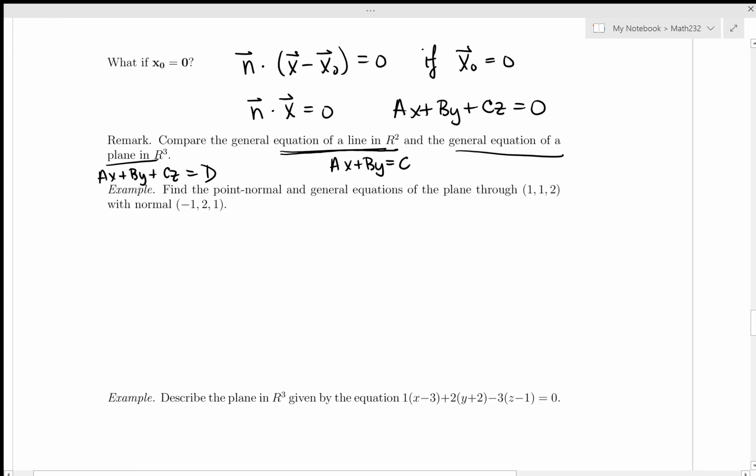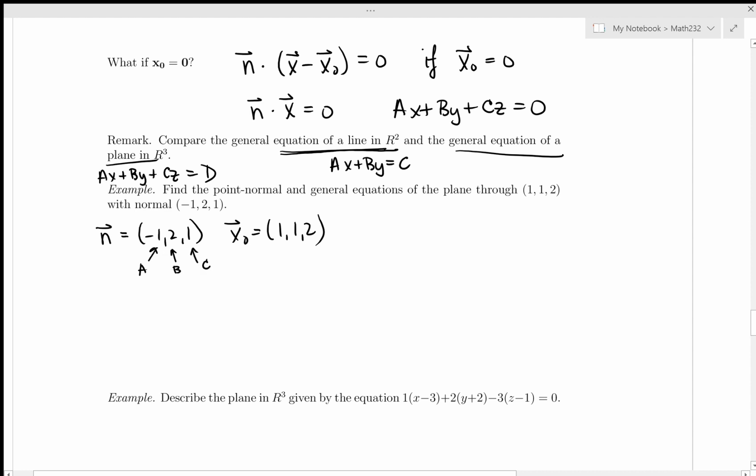So let's do an example in R3. Here's our normal, minus 1, 2, 1. And here is our point, through the point 1, 1, 2. So we want to write the point normal equation of the plane. That is now easy to do. So I'm going to write it out right from the thing we have here in terms of, this is a, this is b, and this is c. Okay.